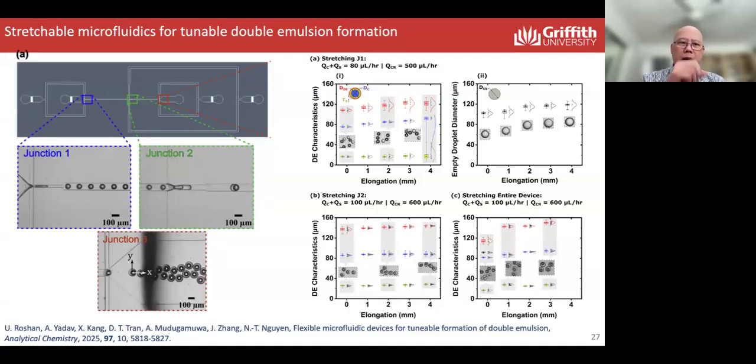So all we need to do is, if we want to control junction 1, we make it flexible and make junction 2 and 3 rigid. And the same thing, we can do it to junction 2 or junction 3. And with that, instead of making a complete new range of devices, we just need to have one device and tune the shape of the double emulsions and the size of the double emulsions just by stretching, by tuning it.